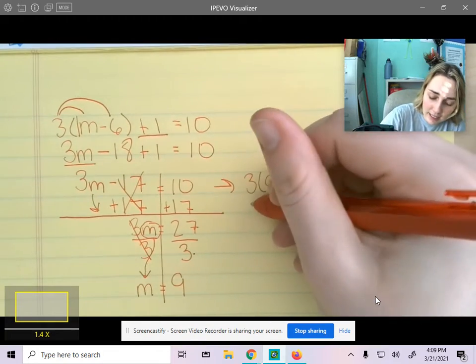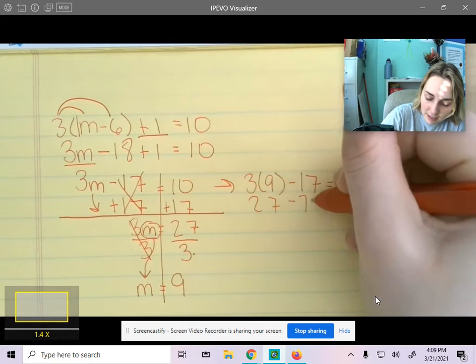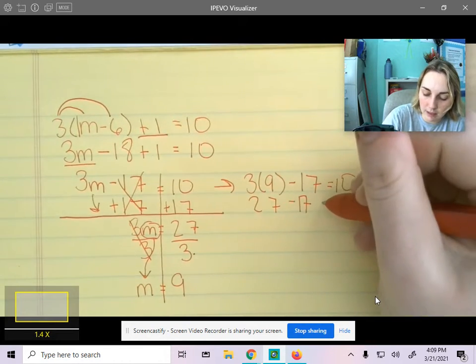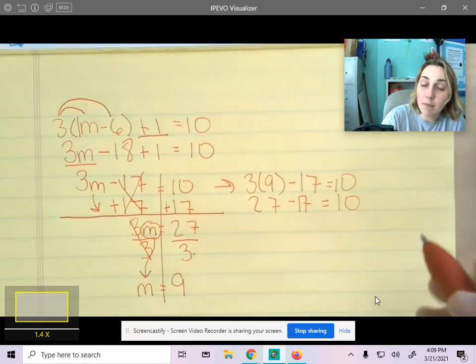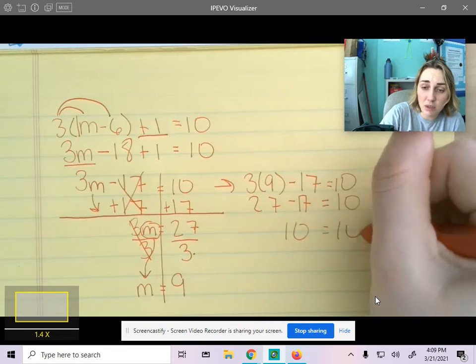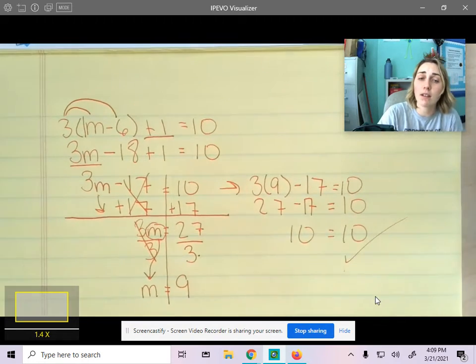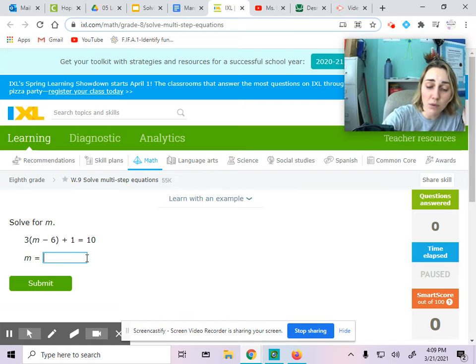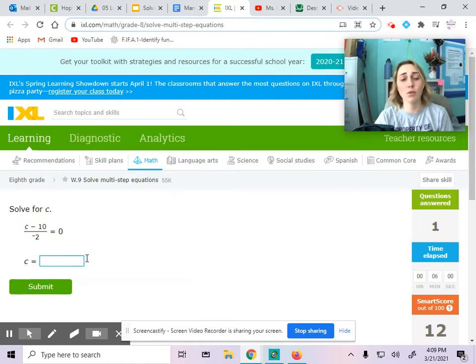Well, 3 times 9 is 27. I'll bring down this minus 17. That's minus 17, by the way, guys. It's not a weird n. All right, so 27 minus 17, well, that is 10. So is 10 equal to 10? Yeah, it is. So that works. So I'm going to go to my IXL and say, hey, this is equal to 9. Okay, cool. Let's do this next problem.